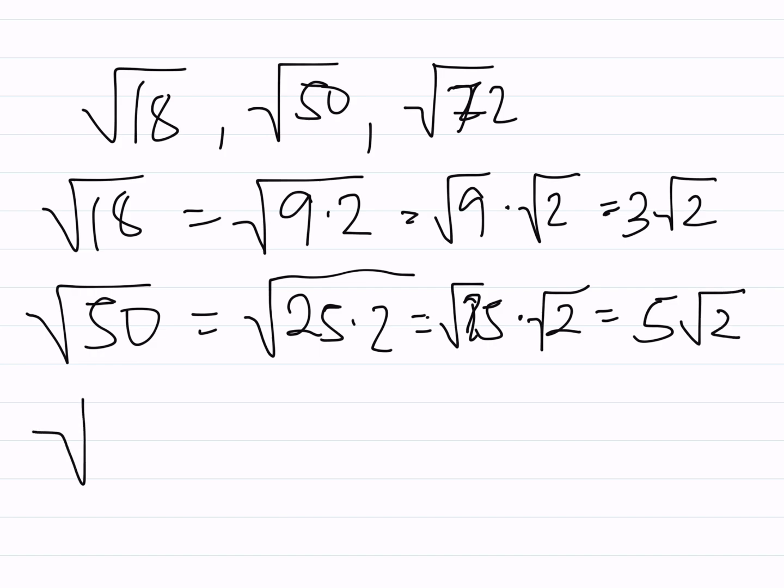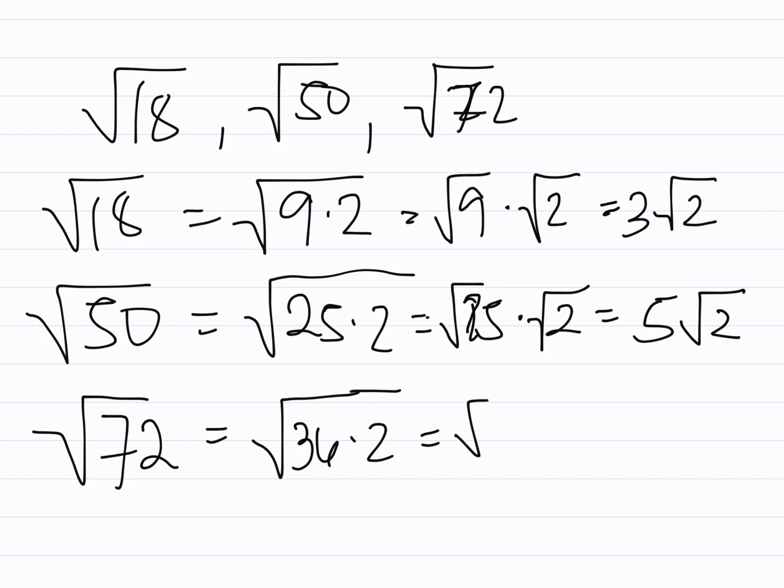Next, how about the square root of 72? For the square root of 72, we have square root of 36 times 2. And get the square root of each radicand. So the square root of 36 is 6, times the square root of 2, which is equal to 6 square root of 2.